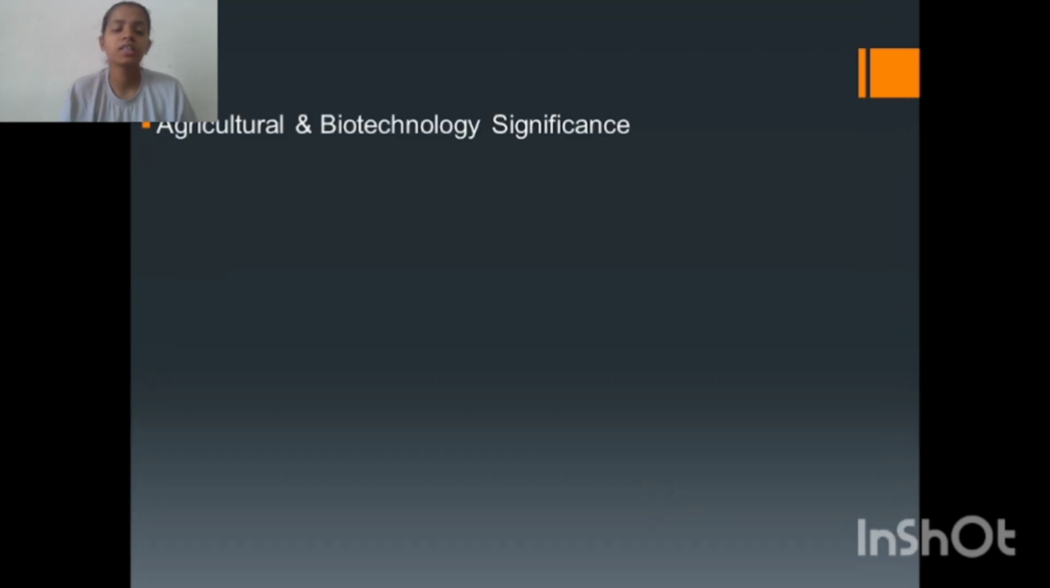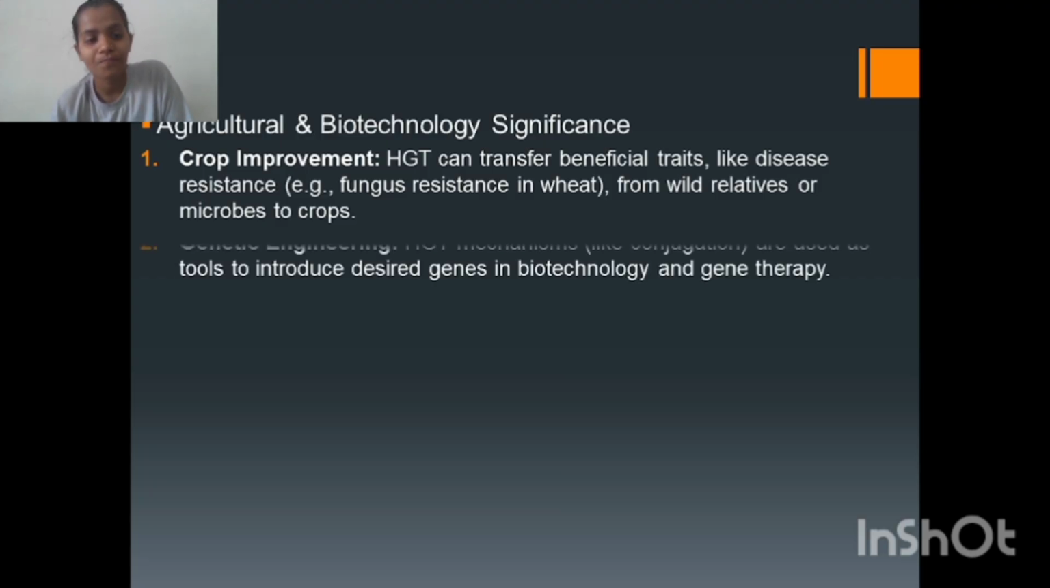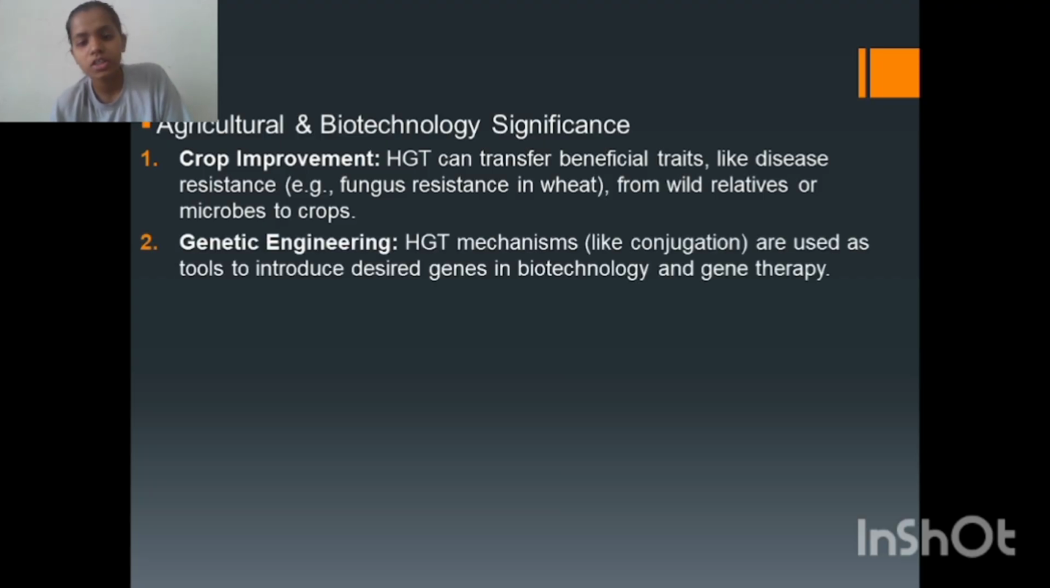Next we have agriculture and biotechnology significance. Crop improvement: HGT can transfer beneficial traits like disease resistance, for example fungus resistance in wheat, from wild relatives or microbes to crops. Next we have genetic engineering, that is, HGT mechanisms like conjugation. The three mechanisms we have seen are used as tools to introduce desired genes in biotechnology and gene therapy.